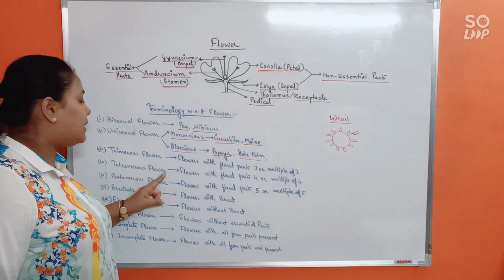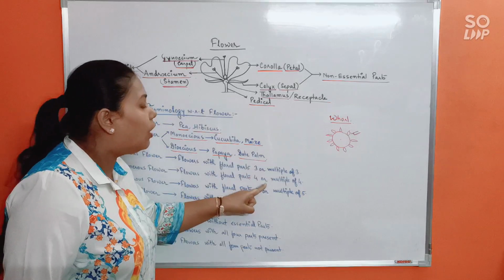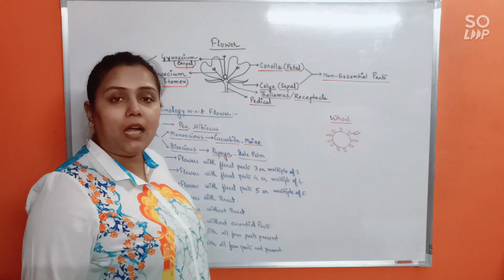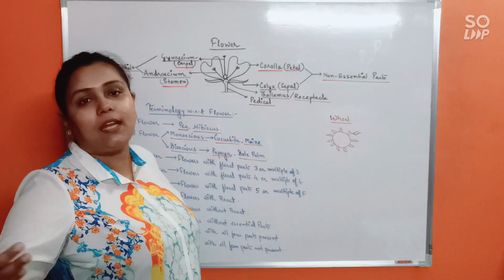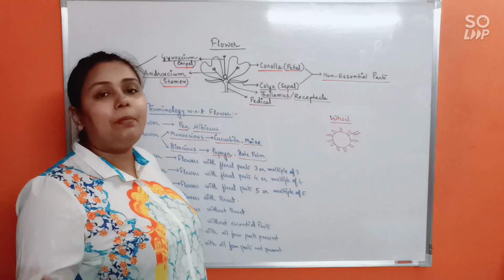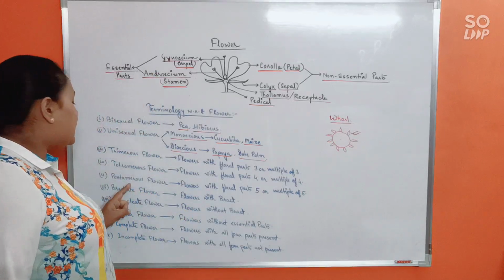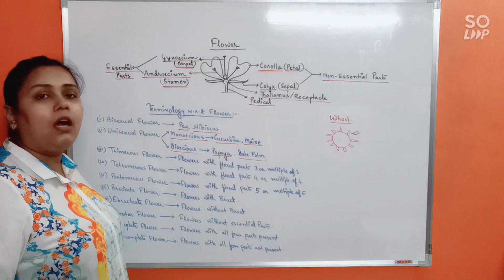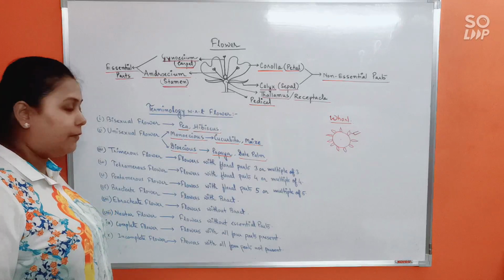Likewise tetramerous flower. Flowers with floral parts of 4 or multiples of 4. So if in a flower you find that the floral parts are in the number of 4 or in the multiples of 4, 8 likewise, it becomes a tetramerous flower. Next, pentamerous flower. The meaning remains the same. A flower with floral parts of 5 or in the multiples of 5.